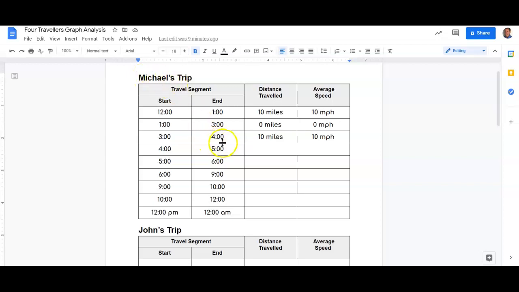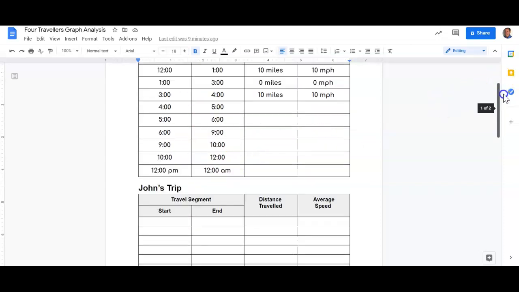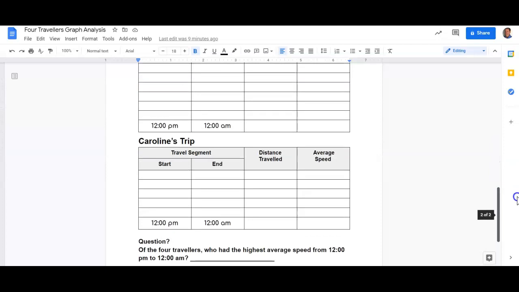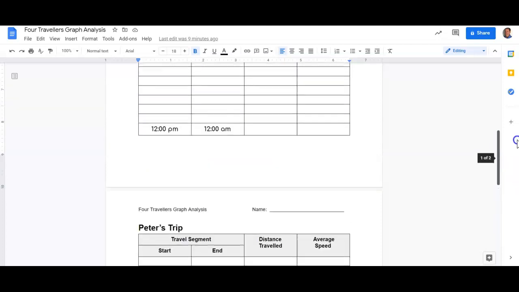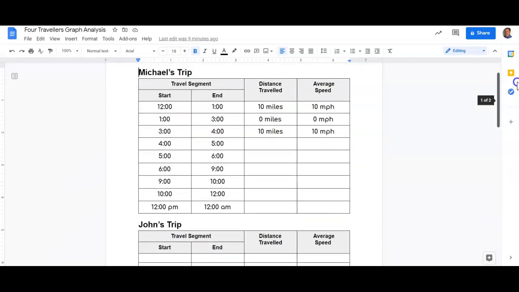So this is basically a trip analysis. We've got some travelers, Michael and John and Peter and Caroline, and they all went on a trip to Amarillo. So your job is to use the graph that's provided, that is linked in Google Classroom, to detail their average speed for every segment of their trip, and then their total average speed for the total trip to Amarillo.